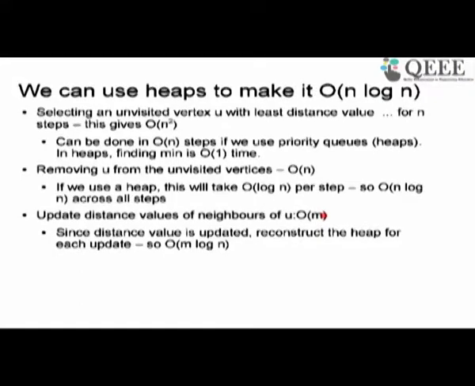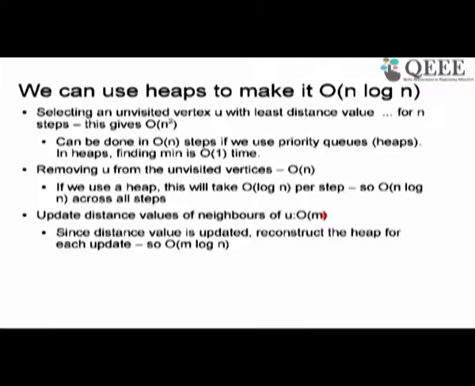So since every distance update will change the key value, because you are changing the distance value which is the key value of the node, therefore to change the key value you have to delete that node from the heap and insert another node with a new key value into the heap, okay.